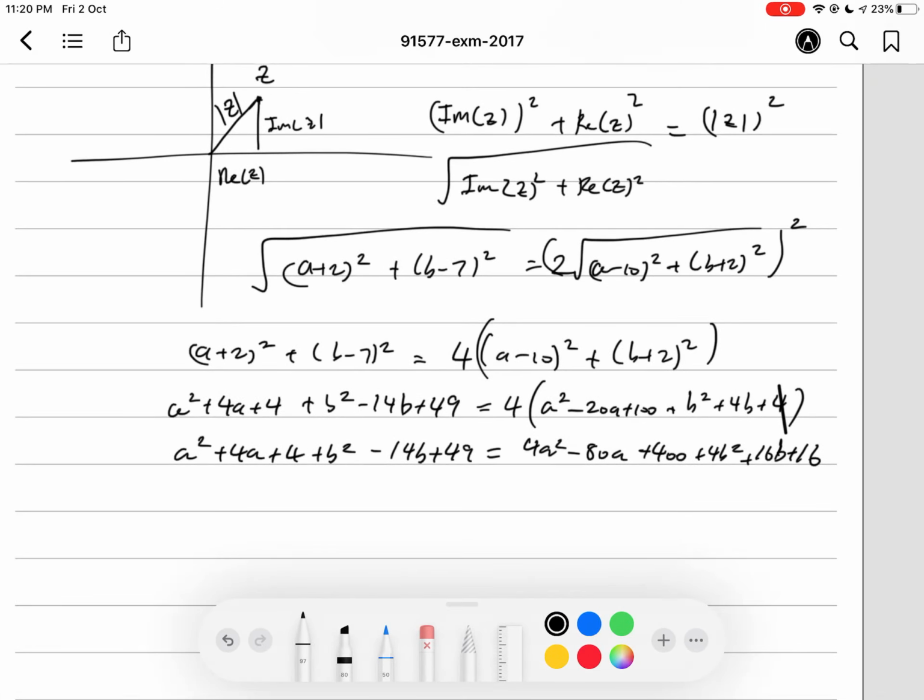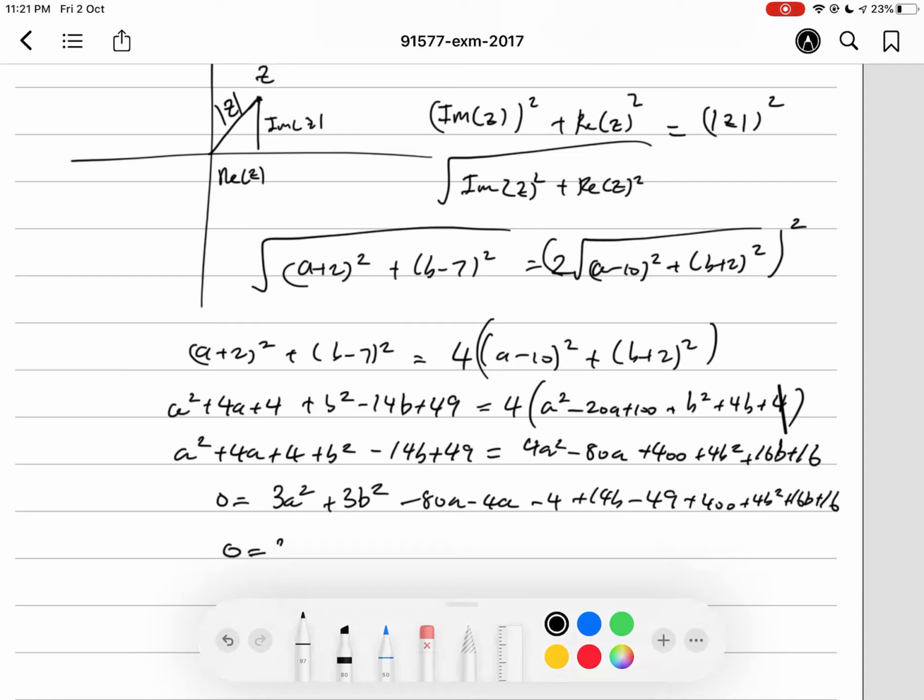Alright, so now we're going to move everything to one side and make it equal to 0. So 0 equals, we have 4a squared on the right hand side and a squared on the left hand side, which becomes 3a squared. Similarly it becomes 3b squared, because we have 4b squared on the right and b squared on the left. We have positive 4a on the left hand side, so we take away 4a and move it to the right hand side: minus 80a minus 4a, then plus 14b minus 49, and plus 400 plus 4b squared plus 16b plus 16.